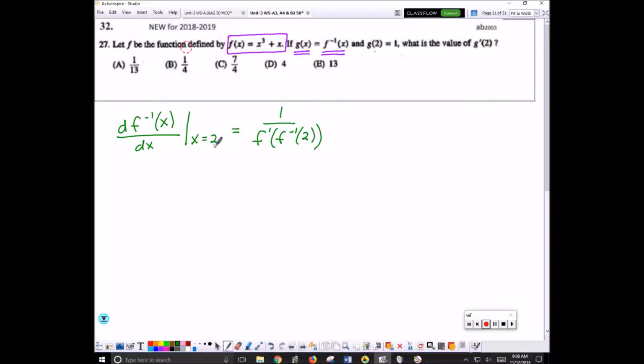So I keep reading. g of 2 is 1. I'm not really sure why they're giving me these clues. So just kind of take note. They want me to find g prime of 2. Now I see the connection. So the derivative of g of x at an x value of 2 is what I'm supposed to find. But because g and f inverse are the same thing, this is the same as finding the derivative of f inverse when x is equal to 2.